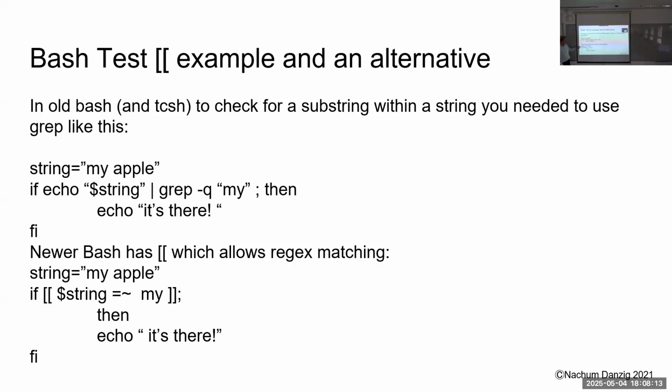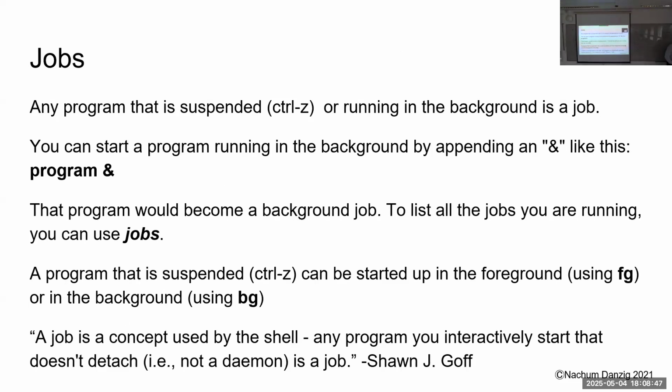And then close the if. But in newer bash, you would just use regular expression matching. If the string matches the regular expression my, which means that my is in the string at any location, then it's there. Are you required to have a space after the tilde? I don't think so, but that's a style in any case. The -q means quiet, don't print anything out, it just gives the exit status.